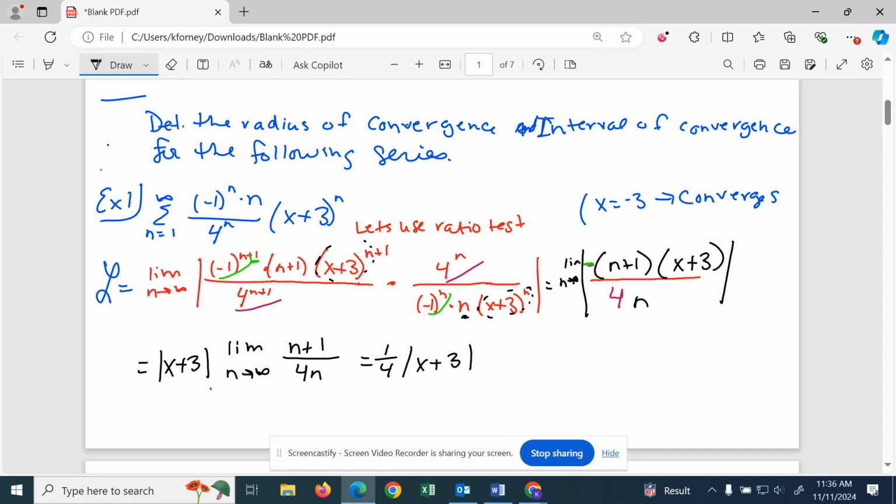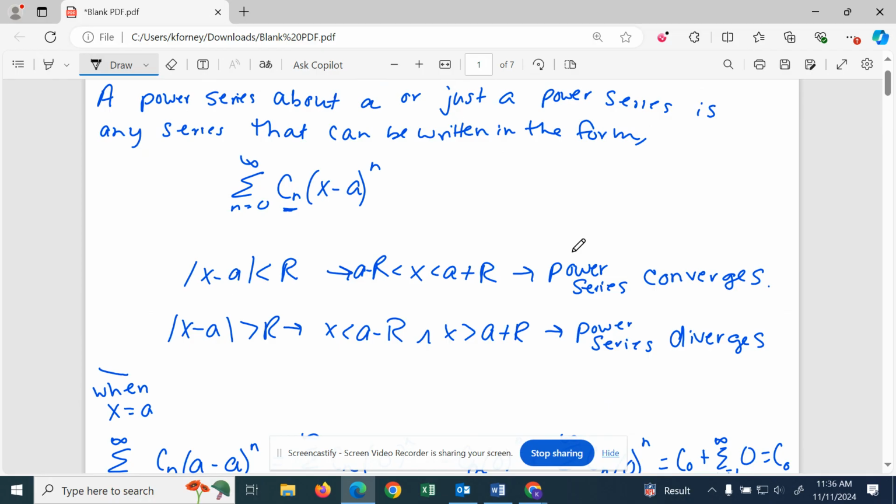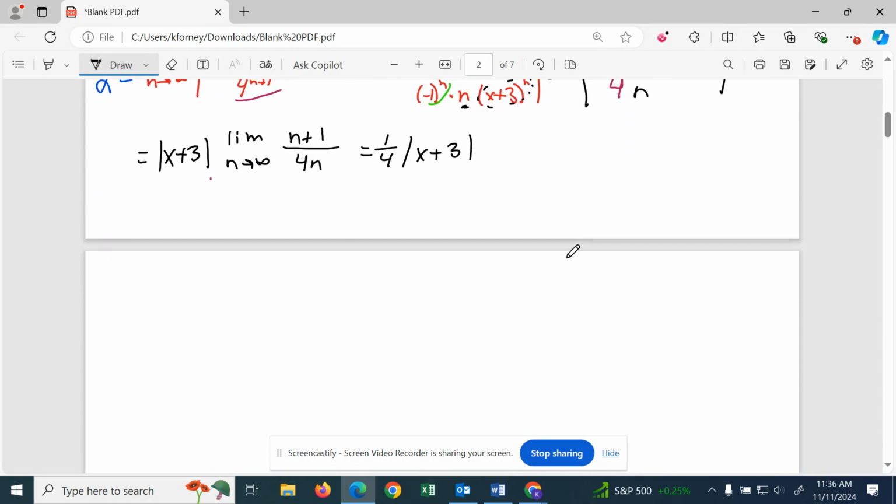So the ratio test tells us that if L is less than 1, it will converge. If the limit is greater than 1, it will diverge. And if L is 1, we don't know what happens. I don't have it written here, but that's the rule of the ratio test.